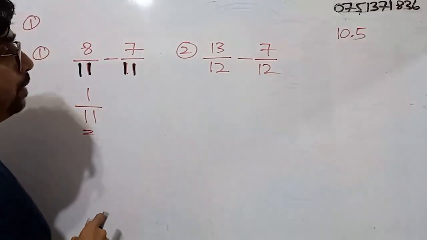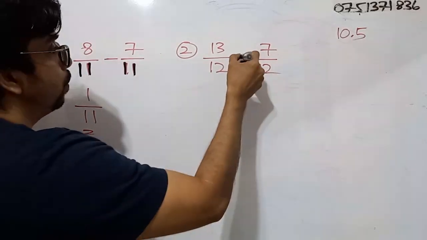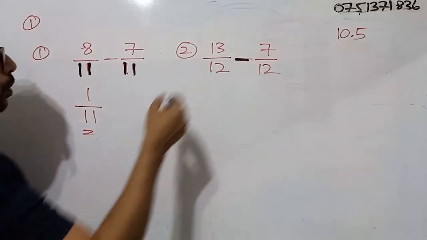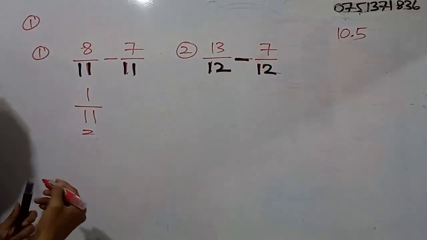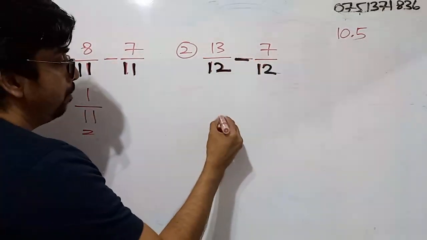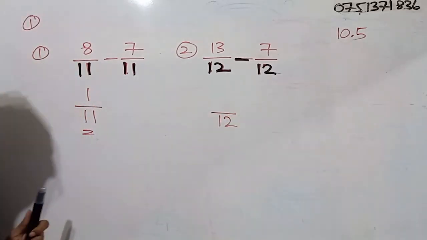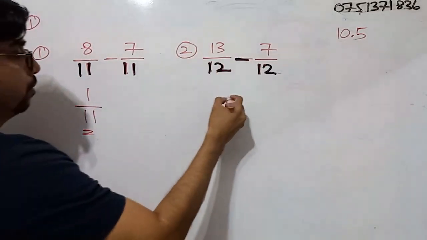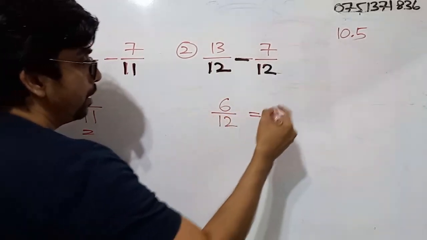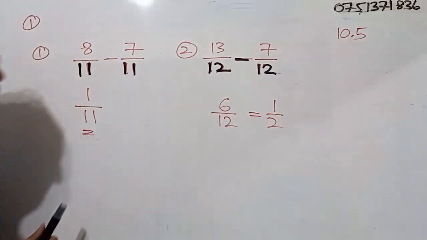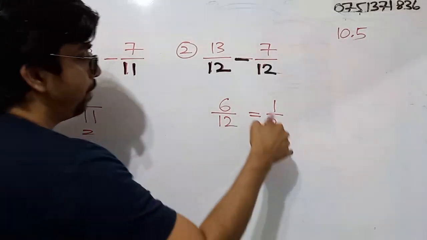Second one, same thing. We have two fractions that we need to subtract. Both of them have the same denominator, right? So that means the answer will have the same denominator. What will be the numerator? 13 minus 7, which is 6. Now we can further simplify this fraction. So this becomes what? 1/2. So this is the final answer.